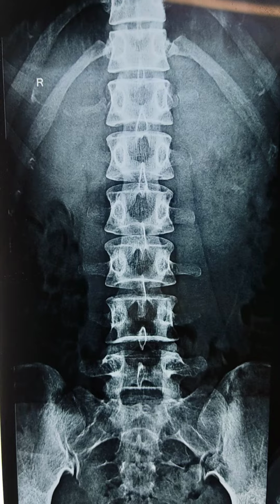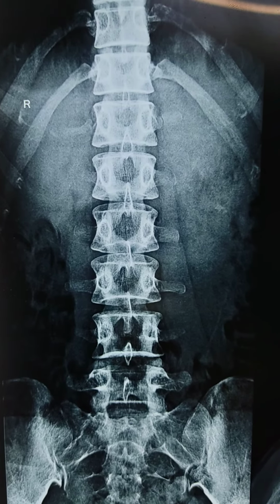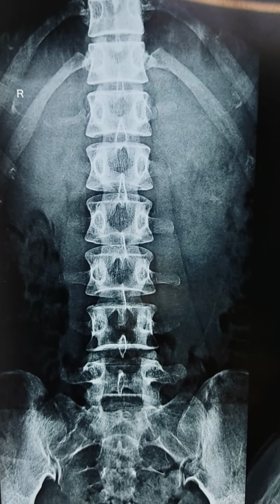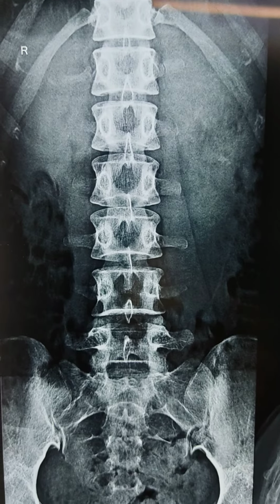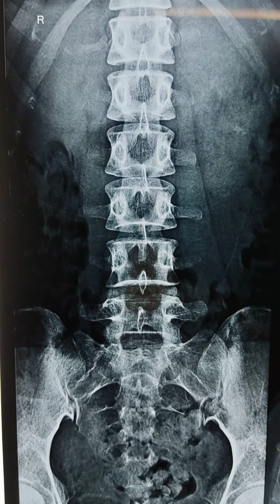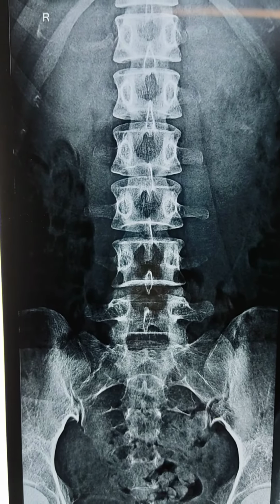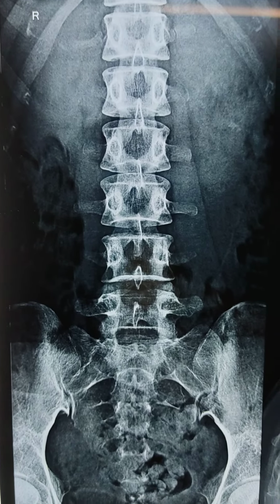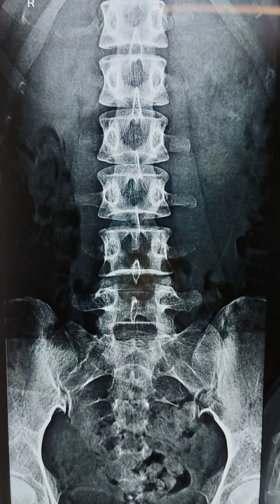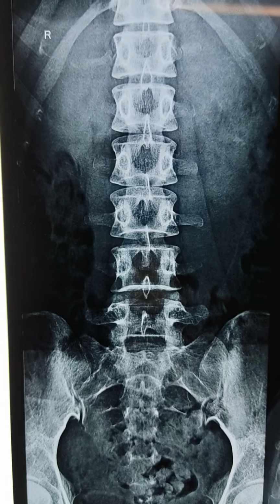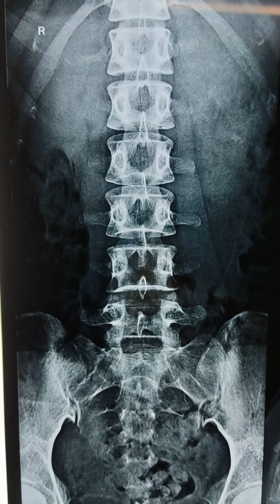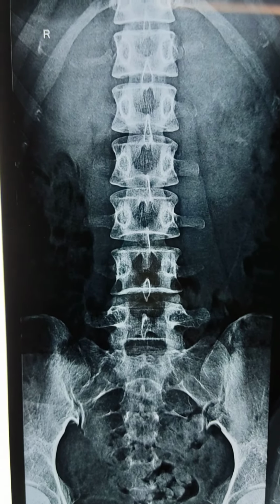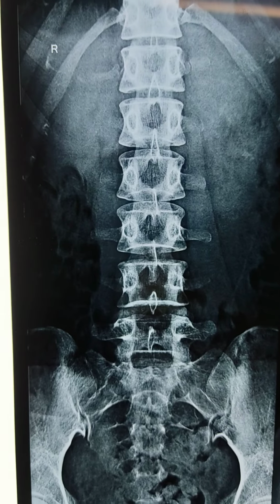trauma and all. And again, the same things: you should check for the disc space, the vertebral body height, you should compare with the others, and you should see the SI joints, whether they are looking normal or is there any lysis in the SI joint. At the same time, you should always palpate the SI joint. You should see whether there is any sacroiliitis or not.